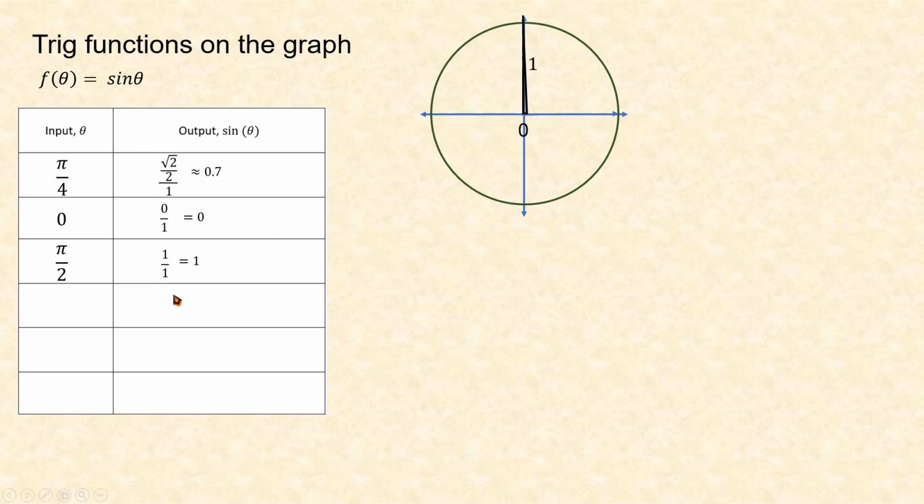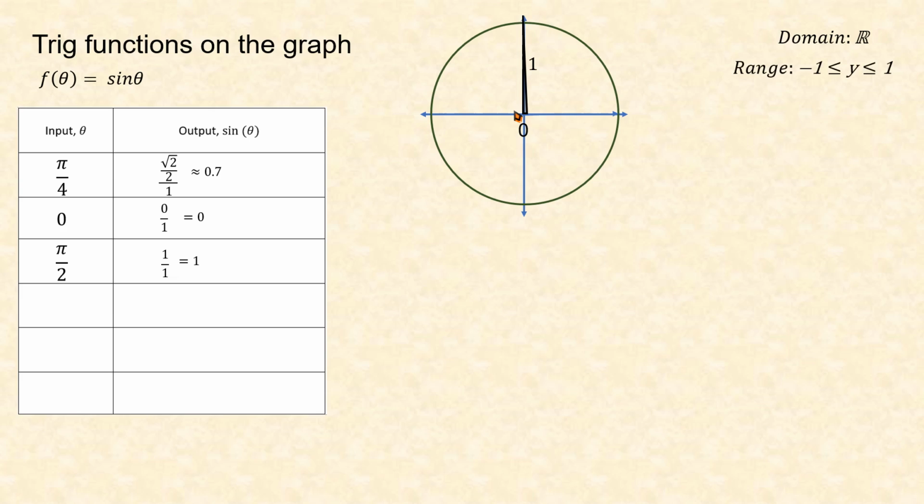Now you think about this. I can put any angle into this circle, and I will get a value, because it'll give me something over 1, and something over 1 can give me a value. If you get something over 0, that's a problem. But there's nothing over 0 because the hypotenuse is always 1. So the domain of sine is all real numbers.